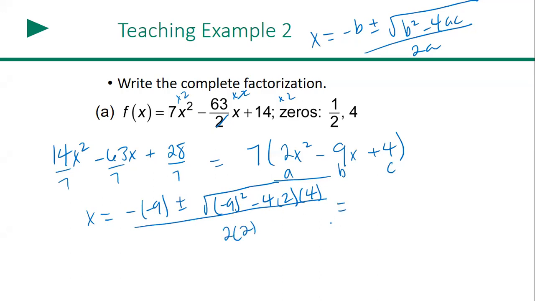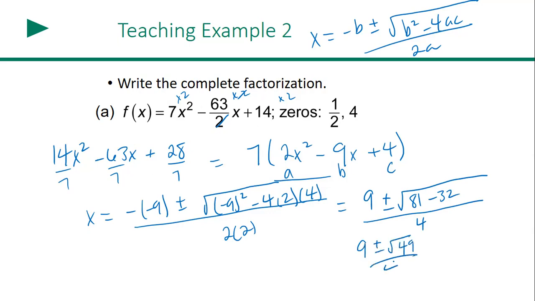How do we do on the setup? A negative times a negative is a positive. And 9 squared is 81. 4 times 2 times 4 is 32, all over 4. 81 minus 32 is 49. So we get 9 plus or minus the square root of 49, over 4.